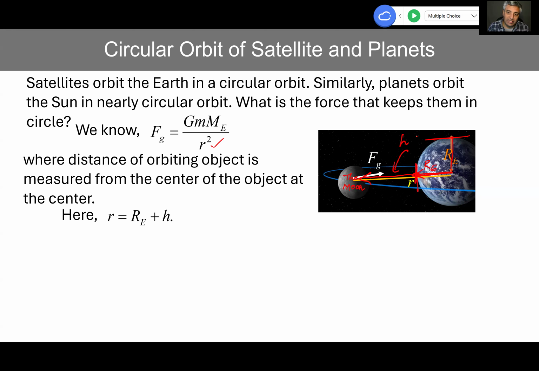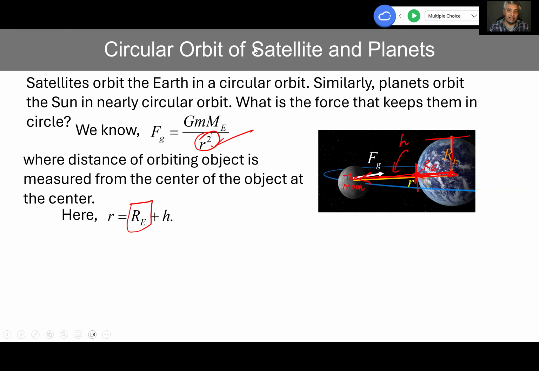So when we are measuring some height or distance from the surface, then we have to add this radius so that we get to the center, because we need the distance from the center in this formula. Okay, so we can do that.